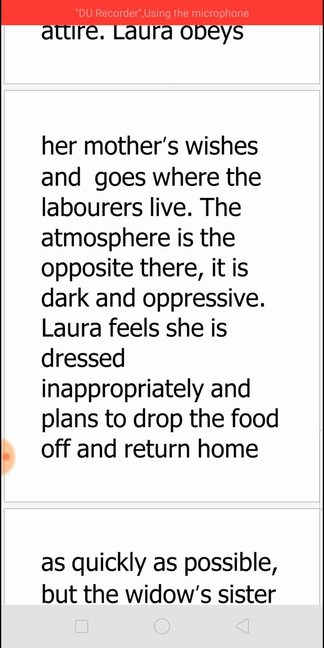But here it is very dark and very oppressive, and Laura feels that being dressed like she is, dressed for the party, she feels ashamed of having come in that dress there. She feels that she is not in the correct attire. In fact, she feels like dropping the food and running back to her home.